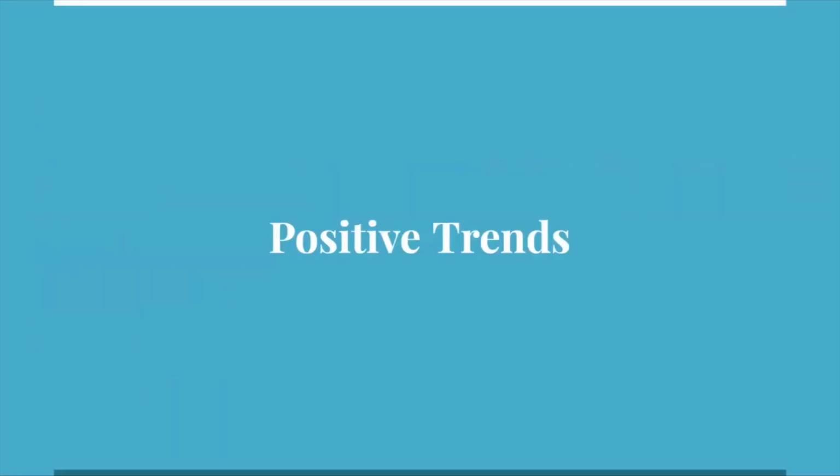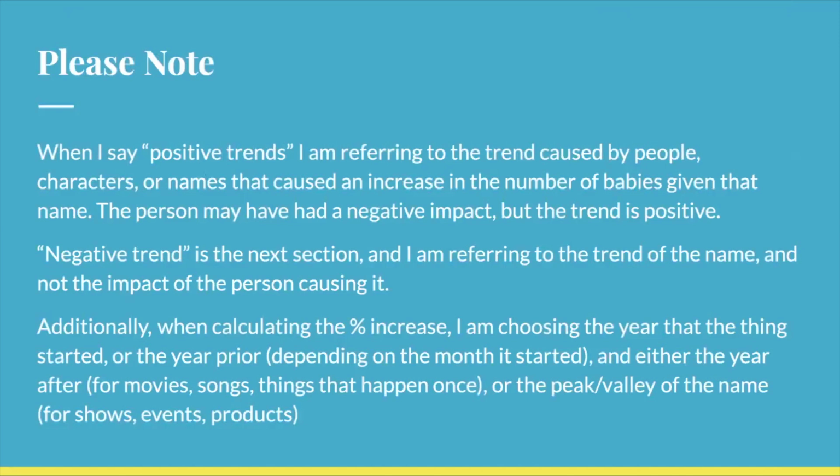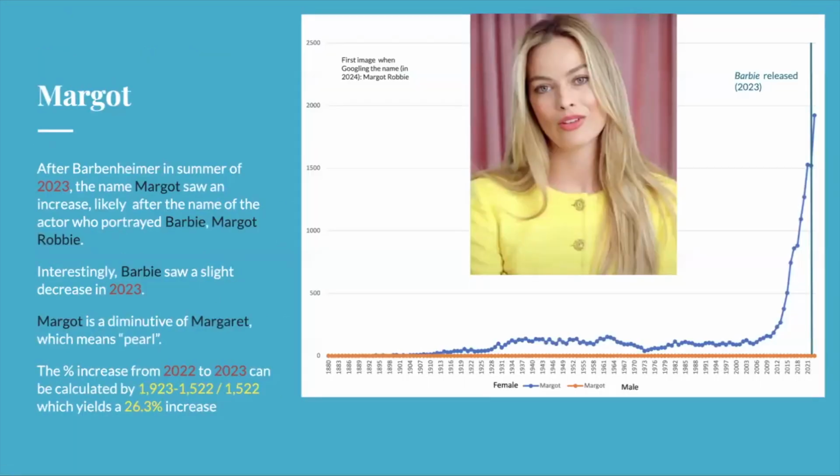Anyway, let's start looking at all the positive trends. This is most of them. I only have like 5 negative trend ones. So just note, when I say positive trends, I'm referring to the trends caused by people that cause an increase in the number of babies given that name. The person or thing may have had a negative impact, but the trend is positive, and it's the opposite with negative trend. There was a decrease in the number of babies given that name, whether the thing can be considered positive or negative. Anyway, the first name is Margot.